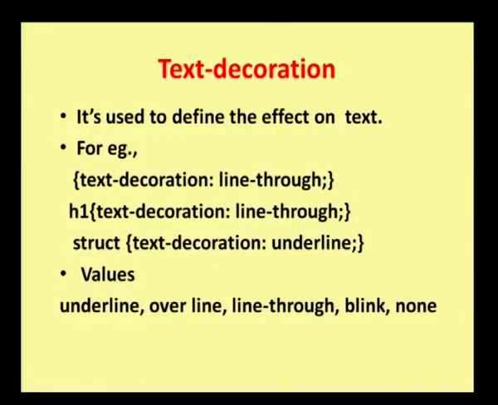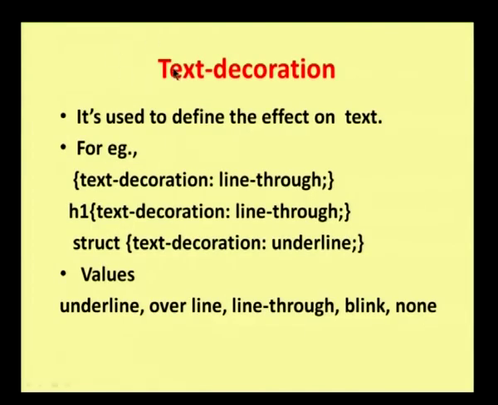Next thing to be discussed is the text decoration property. It is used to define the effect on the text, that is, we can have line through, strike through, underline. Likewise, we can underline the text, or strike through the text appearing in our web pages, with the help of this text decoration. This property takes a number of values like underline, overline, line through, blink and none.